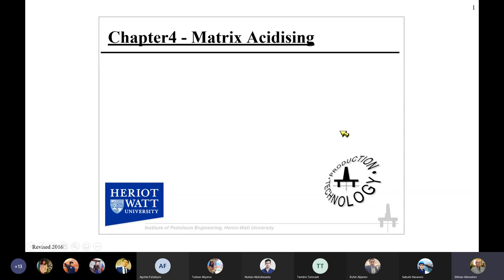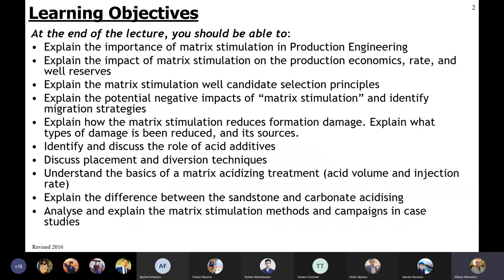So today we will start a new chapter, matrix acidizing. As it was said in a previous chapter, matrix acidizing is one of the methods to remove or minimize the effect of formation damage. Here are the learning objectives of this chapter, what you have to concentrate on. I'm not going to read this all out because you have it in your books.